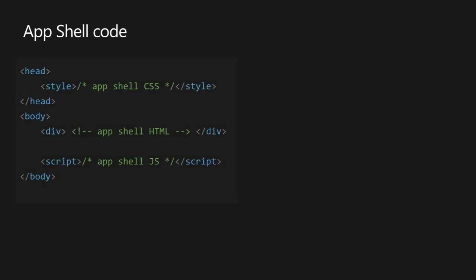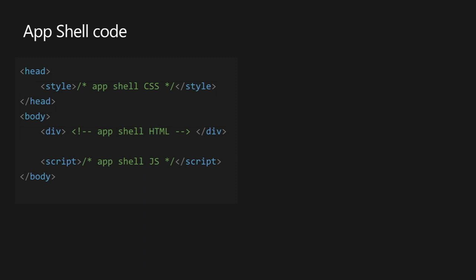Now, how do you implement the app shell in your code? This is relatively easy and might be scary to some of you, because I'm going to tell you to inline the app shell CSS, HTML, and JavaScript in your HTML page. This is the generic recommendation. If you're using Webpack or Parcel or a framework, you can adapt it to it, or you can ask me about it after the talk.